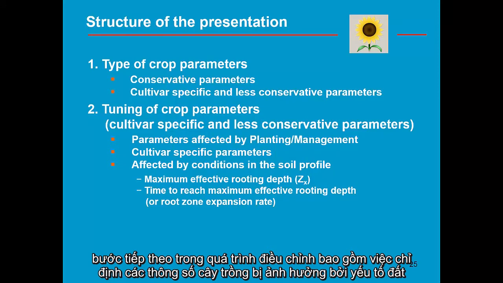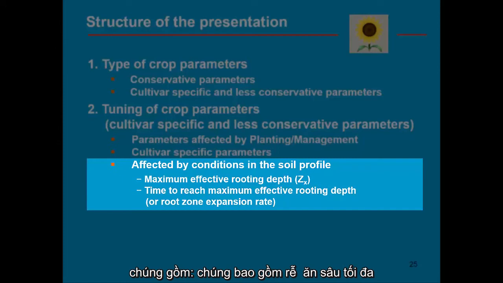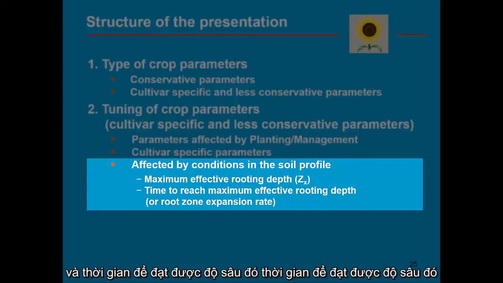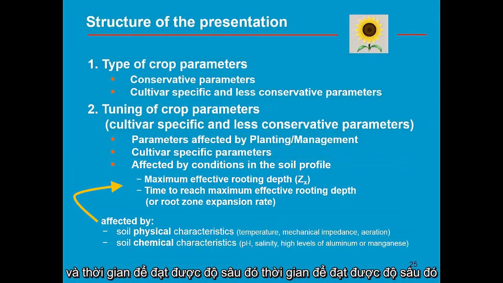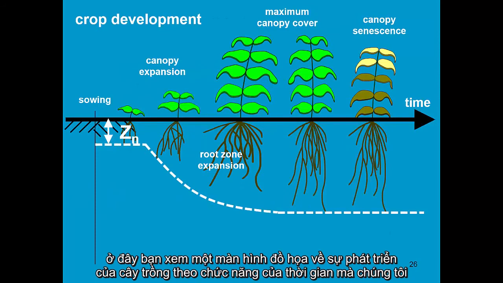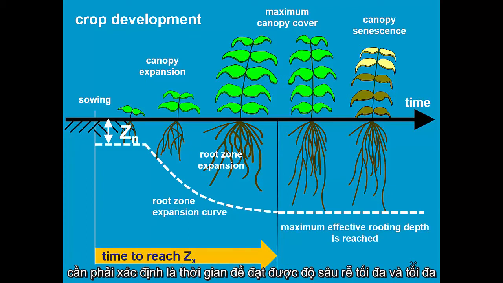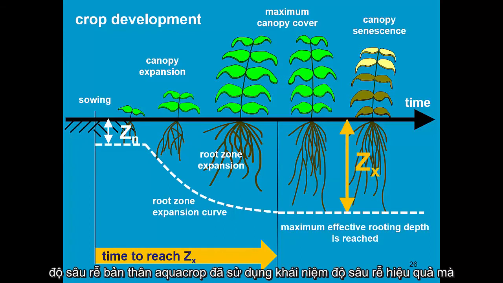The next step in the tuning process consists in specifying the crop parameters which are affected by conditions in the soil profile. They consist of the maximum effective rooting depth and the time to reach that depth. The rooting depth and the time to reach it are affected by soil physical and soil chemical characteristics. Here you see a graphical display of the crop development in function of time. What we need to specify is the time to reach the maximum rooting depth and the maximum rooting depth itself.